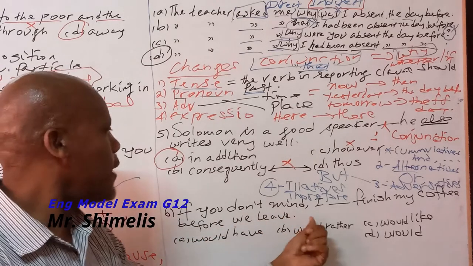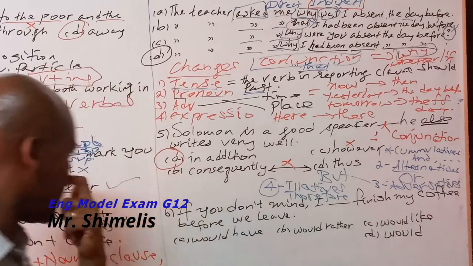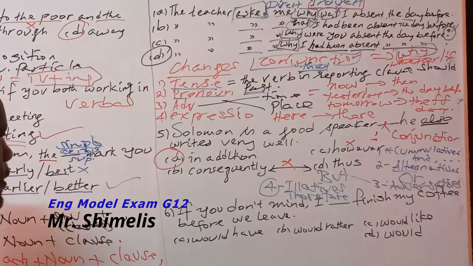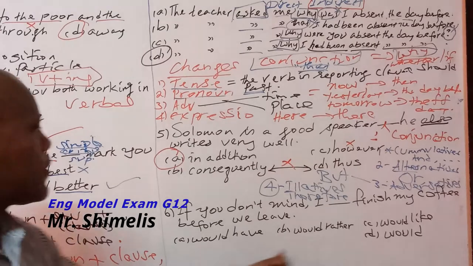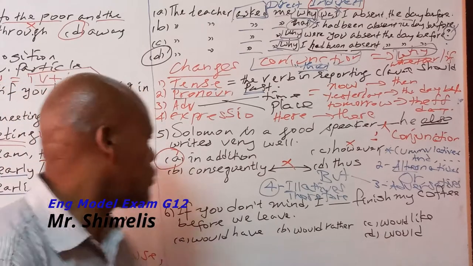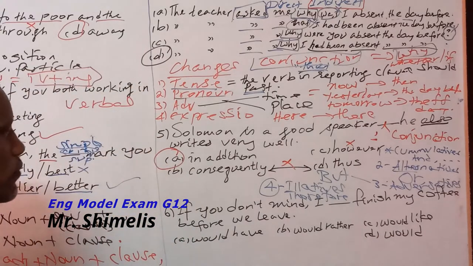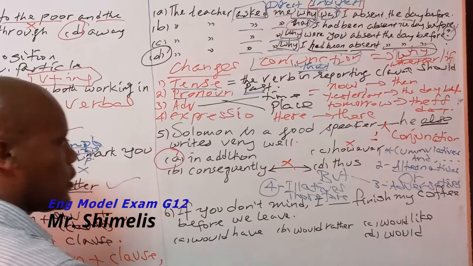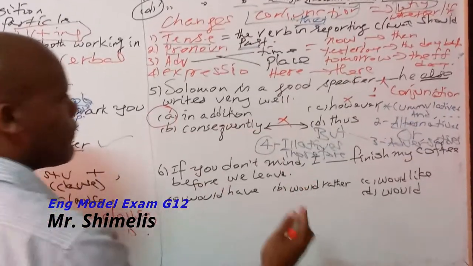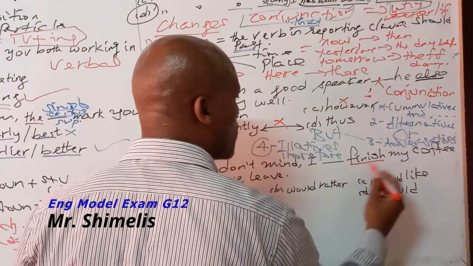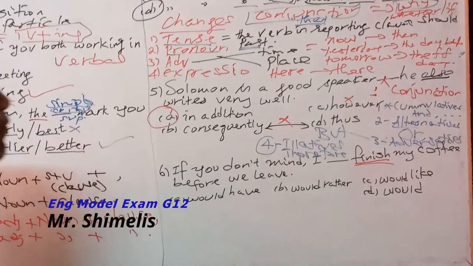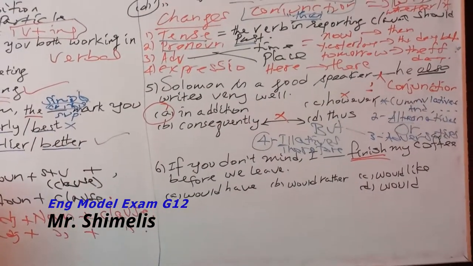"If you don't mind, I dash finish my coffee before we leave." The answer choices given are: would have, would rather, would like, and would. Now, which grammar aspect is this question from? In order to determine, we have to see the part found before or after the blank space. As you can see, after the blank space, we have a verb, "finish."